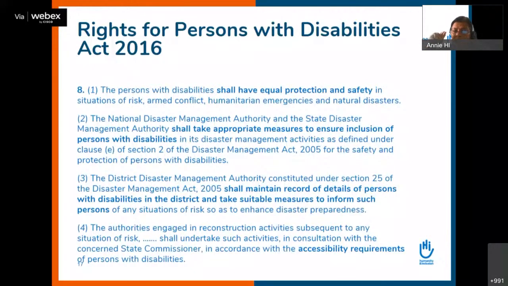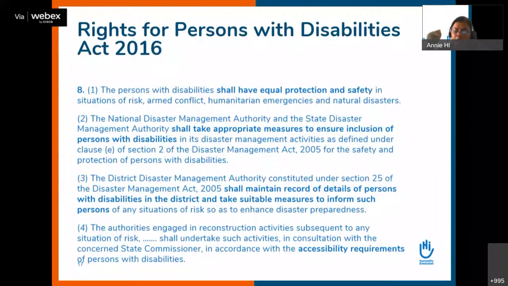At the district level, the District Disaster Management Authority has a mandate to maintain records of persons with disabilities at the district level, and hence to take suitable measures to inform so that we are able to evacuate, we are able to ensure relief reaches them, we are able to ensure safety of people with disabilities. Fourth point, the state commissioner is required, there is a provision that in restoration and reconstruction, accessibility requirements of persons with disabilities are taken into account. If you go to district disaster management plans, like the Andhra Pradesh site, you look at the Srikakulam district disaster preparedness plan, you'll find under one section, under construction, requirements of gender and people with disabilities are taken into account.